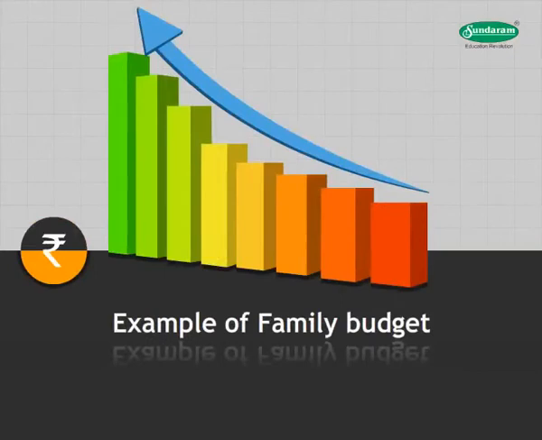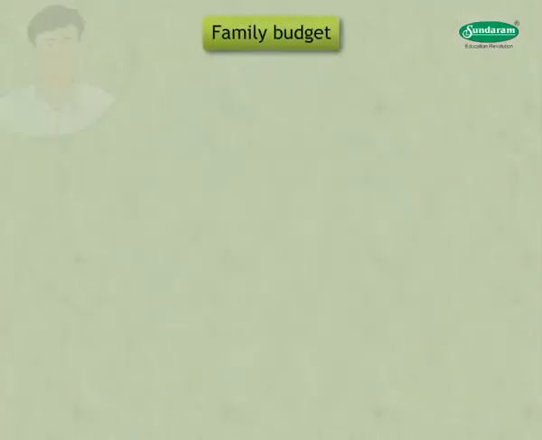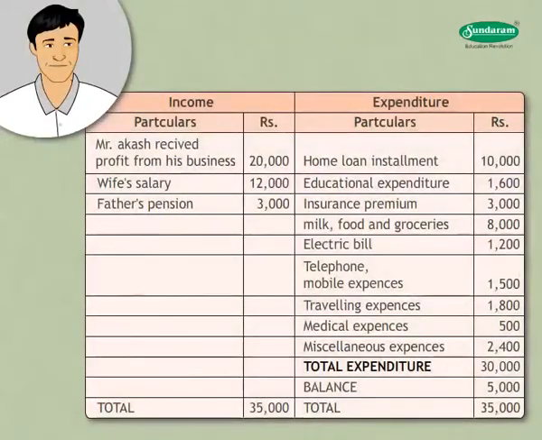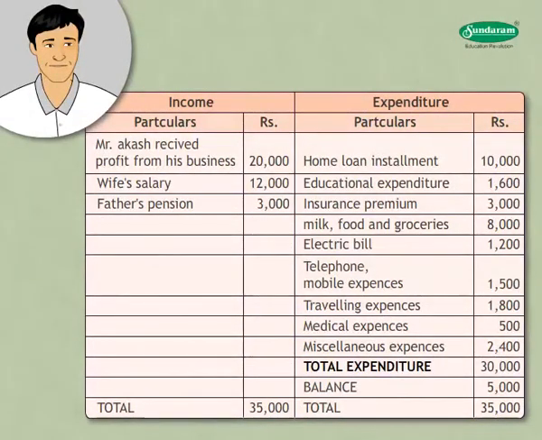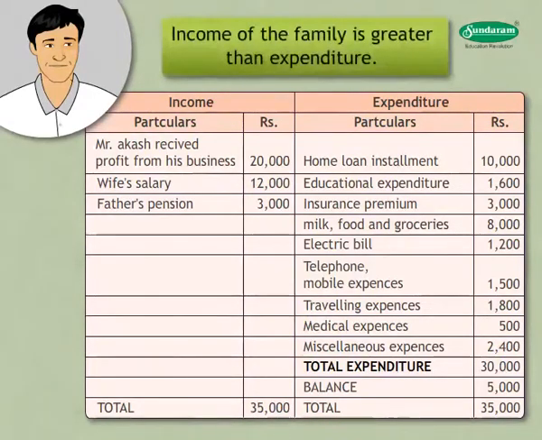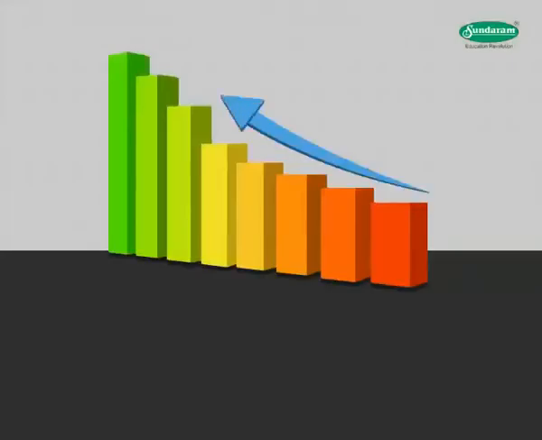Example of family budget. Family budget of Mr. Akash from Pune is prepared for the month of July with the help of given list of income and expenditure of his family. In this case, income of the family is greater than expenditure. It is a surplus budget. There is a balance of 5,000 rupees.